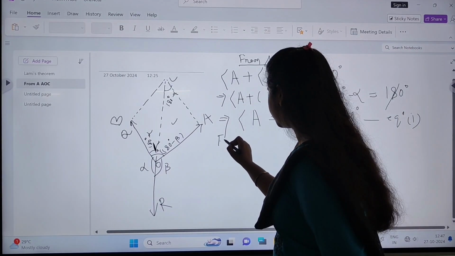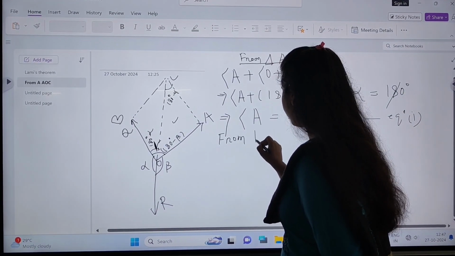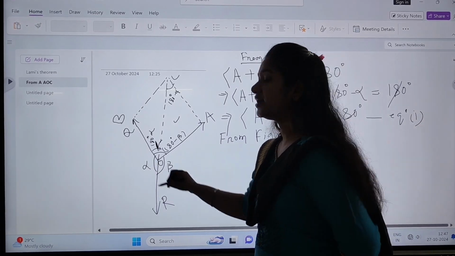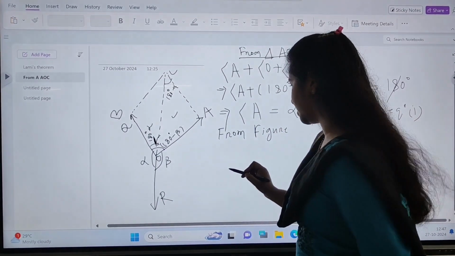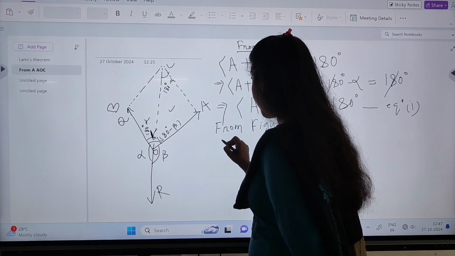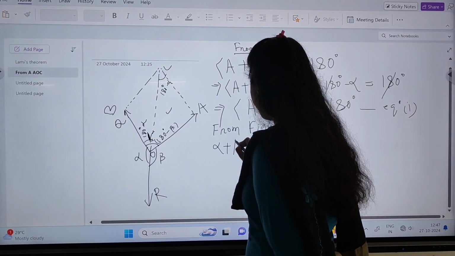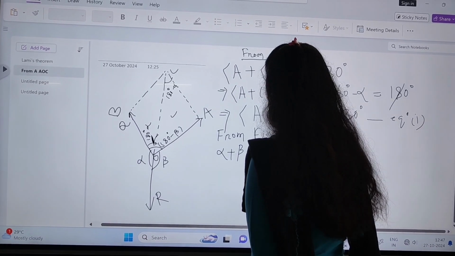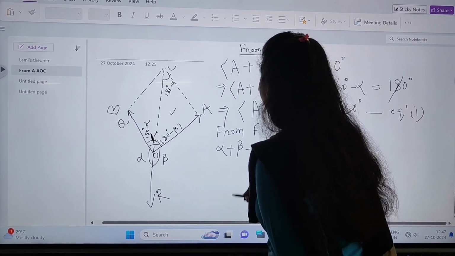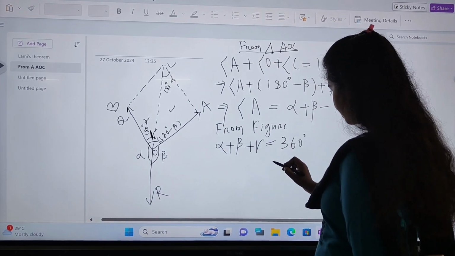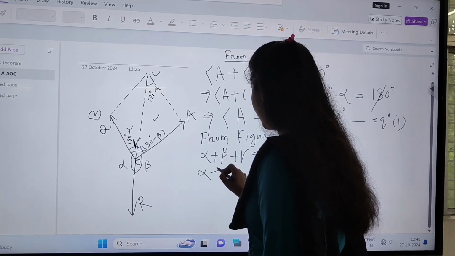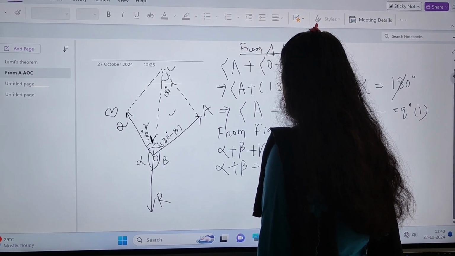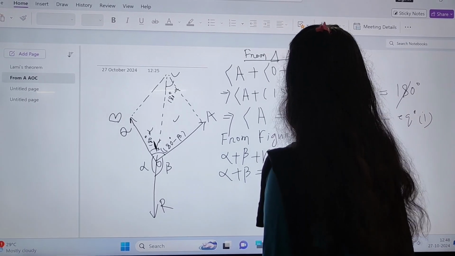From the figure, we know a circle is 360 degrees. So we write here alpha plus beta plus gamma equals 360 degrees. We know that alpha plus beta equals 360 minus gamma.